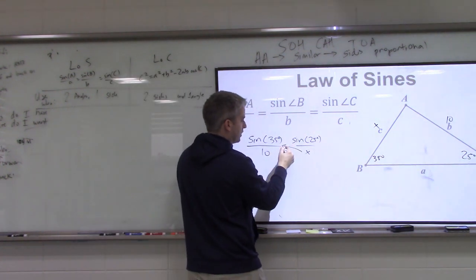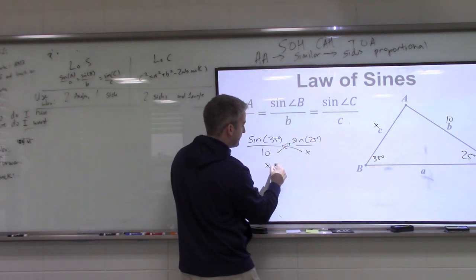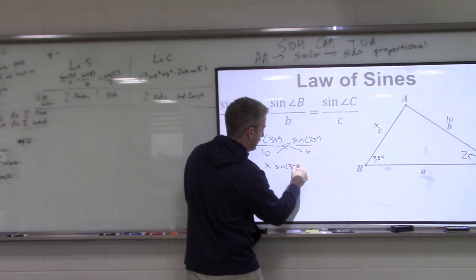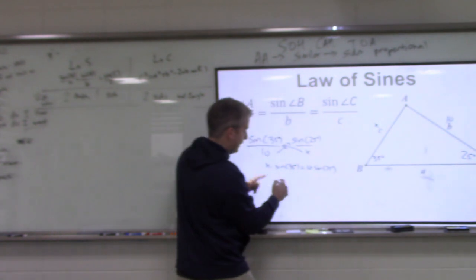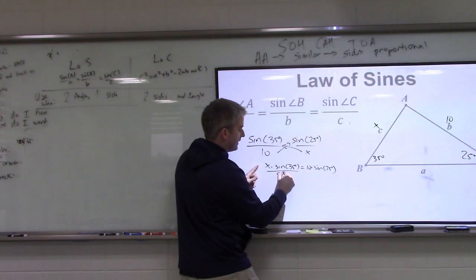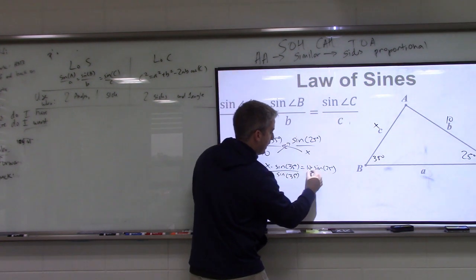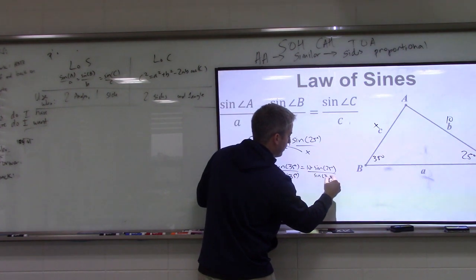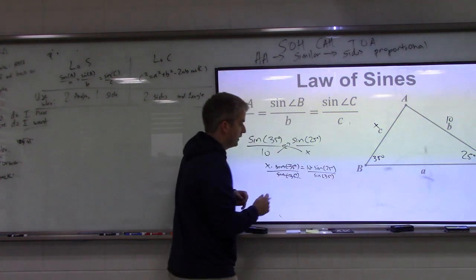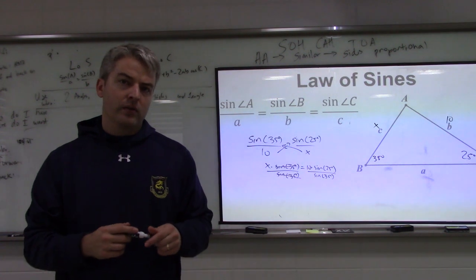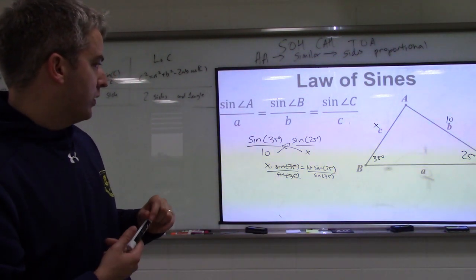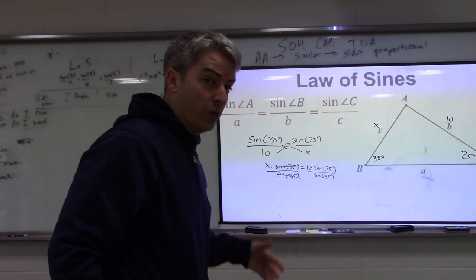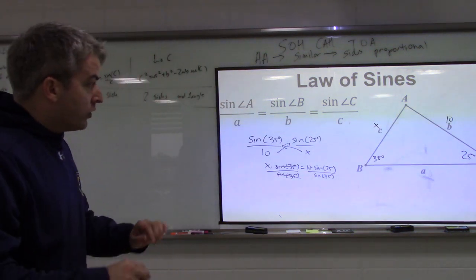Let's do a little cross multiply. x times sine 35 is equal to 10 times sine 25. To get x by itself, we divide by sine 35, and we cancel. x is going to be equal to 10 times sine 25 divided by sine 35. I won't do the actual calculator bit, but you can figure out what that value is just by entering it into your calculator. So that's why this is valuable.